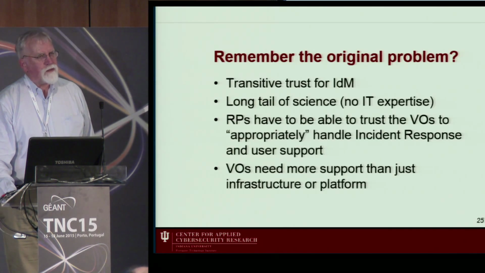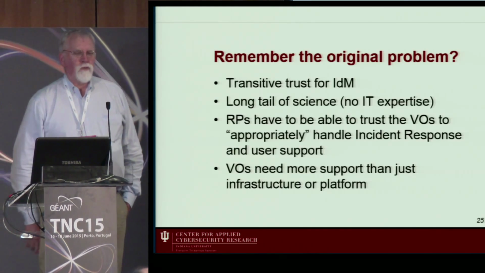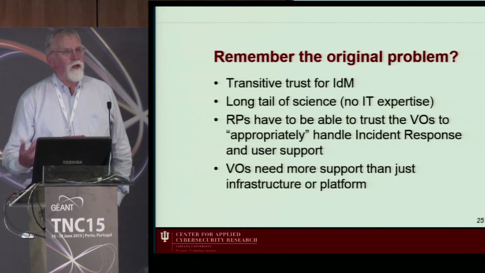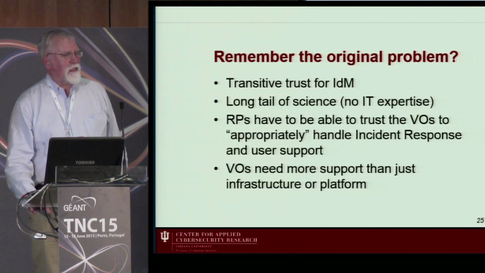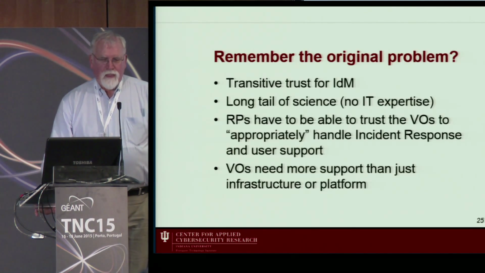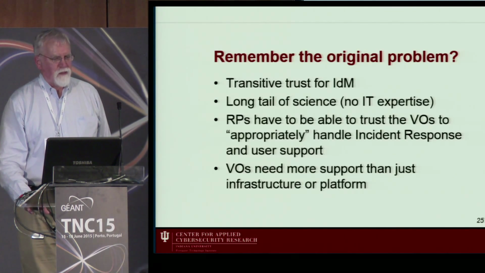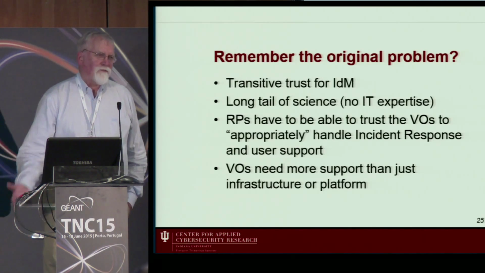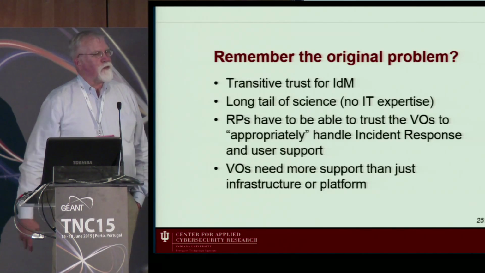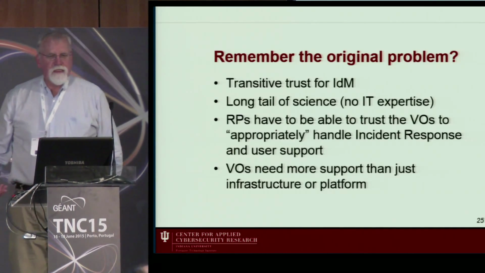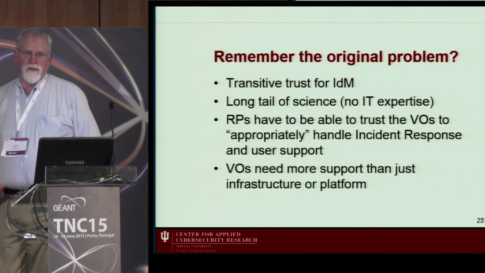So now, let's get back. What was the original problem we were trying to solve? We wanted to have transitive trust for identity management. We have this long tail of science that has no IT expertise. And we have to have the ability for the resource providers to trust these VOs to appropriately handle incident response.